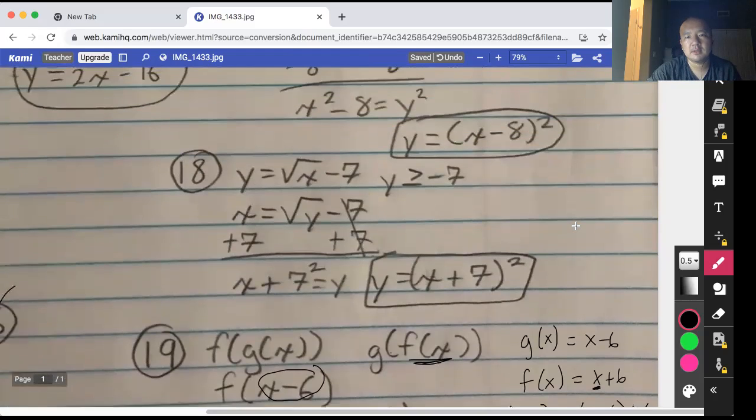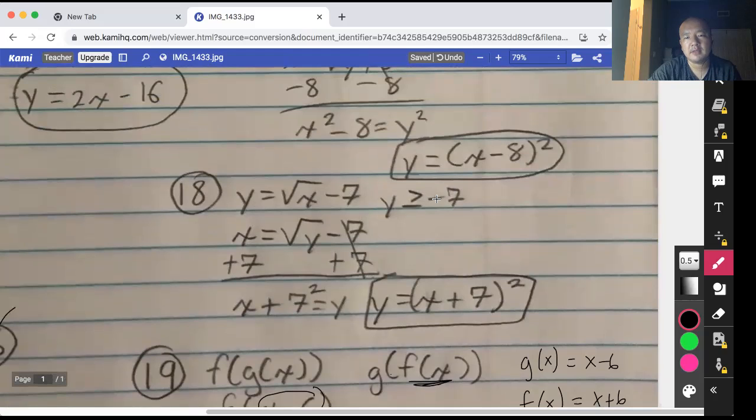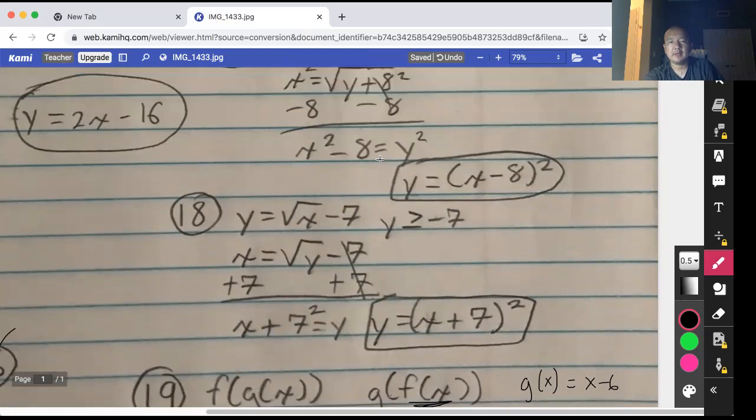Don't worry about this -7, because the -7 will make this a negative number. And when you have a negative inside a square root, it creates a lot of different things with that. So you don't want to do it that way.